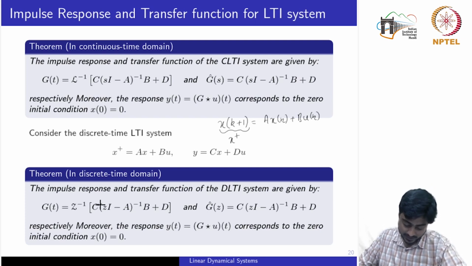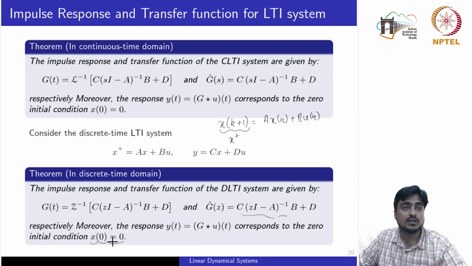So in the discrete time domain, the next result says that the impulse response and transfer function of the discrete LTI system are given by the Z transform of the combination of A, B, C, D matrices, and G hat of z is defined by this part. Moreover, the response, the convolution between G and U, corresponds to the zero initial condition, which is x0 of z should be equal to 0.